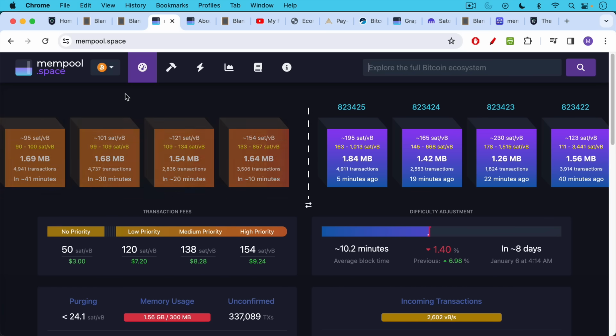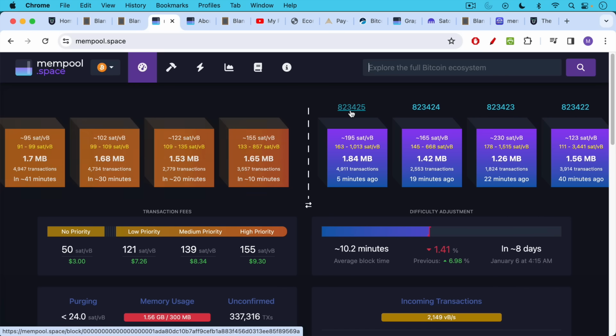This is one of the best free and open source versions of software that allows you to look at the mempool. We can see here on the right, these are blocks that have already been mined. We can see the block height up here that, for example, when I'm recording this, we're at block height 823,425. That's how many blocks there's been since the 2009 Genesis block.